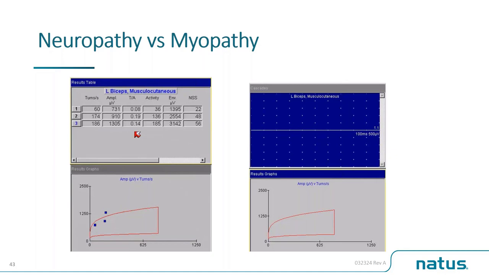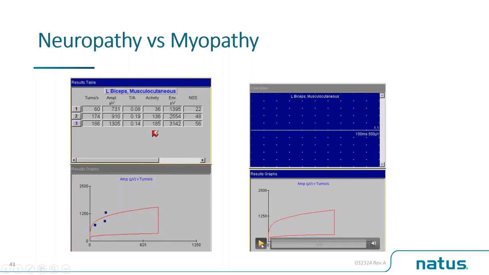Let's now look at another parameter I would like to report over here. I'm going to discuss this shortly. At maximum force, the activity is 185. I will come back to it in just a few minutes, but that's something I would like you to remember, 185. Let's look at myopathy.